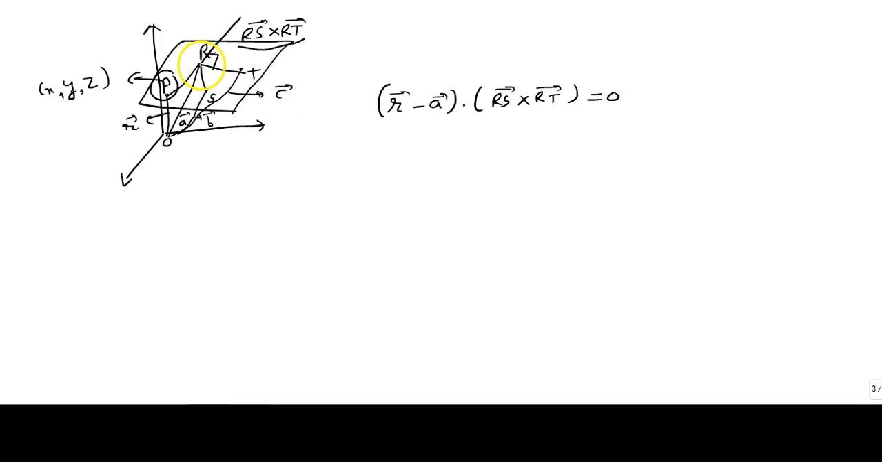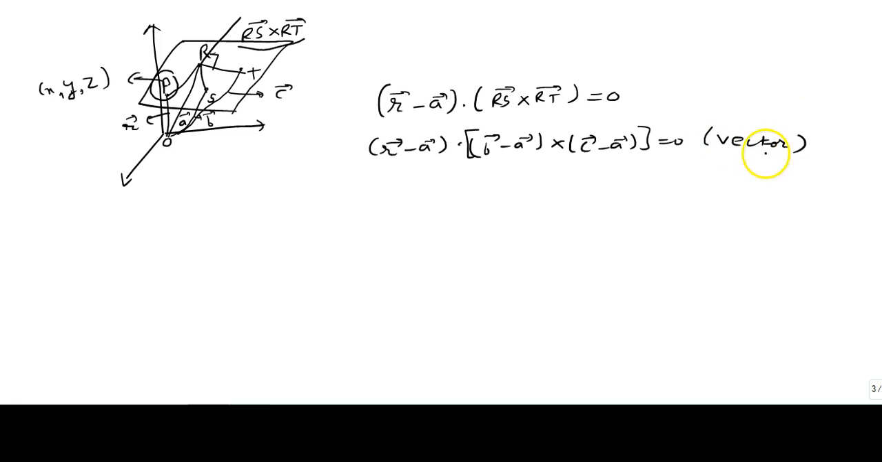I have taken R as a point. Over here you can take S and T also, and the answer will always come the same. If I simplify, the vector equation comes something like this: R minus A dot. If I solve RS vector, I am going to get B minus A. If I solve RT vector, I am going to get C minus A, equals to 0. Now this is my vector form.